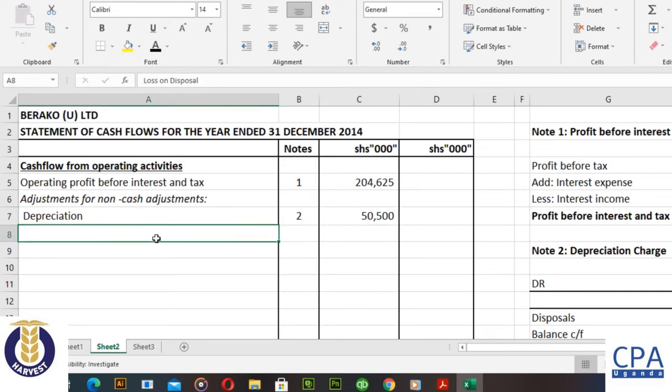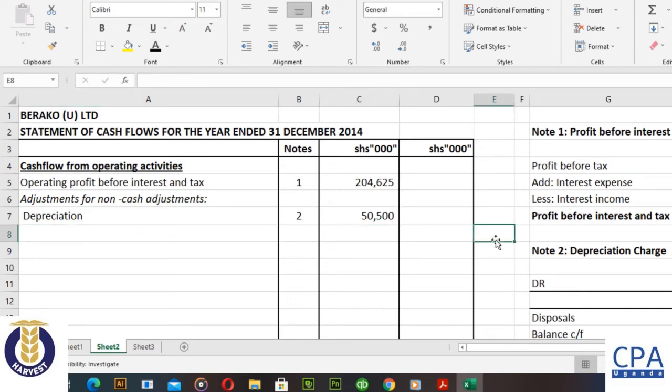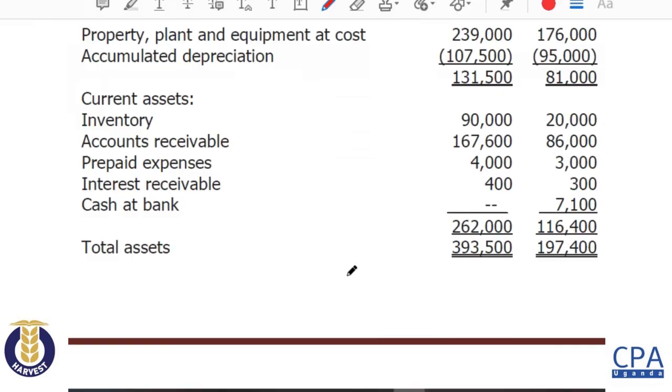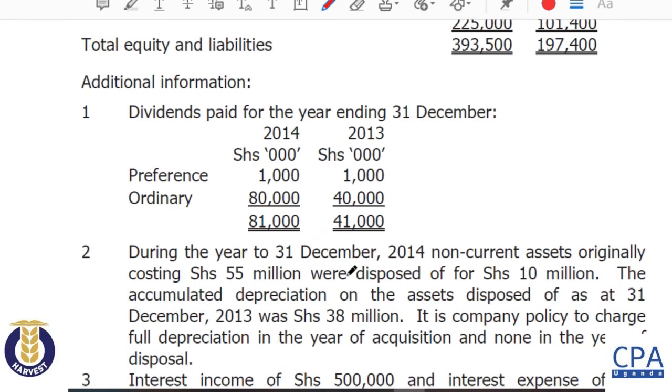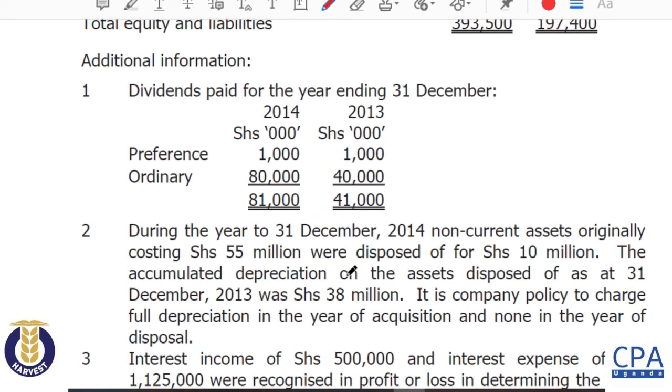Next, we move to the disposal. Of course, there was a disposal also, as you can see in our note number 2. In note number 2, we have a disposal, and from the generally accepted accounting principles, we are supposed to determine a gain or loss on disposal. So this one is another non-cash item that needs to be included in our cash flow statement.